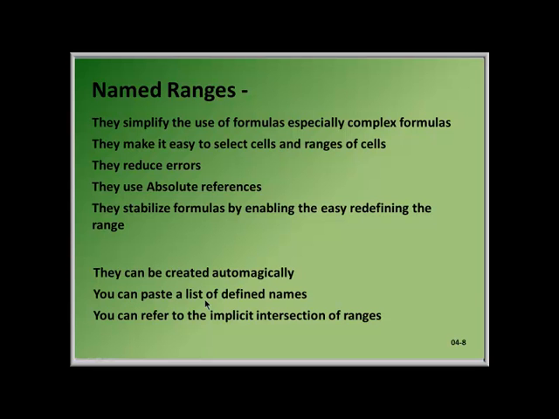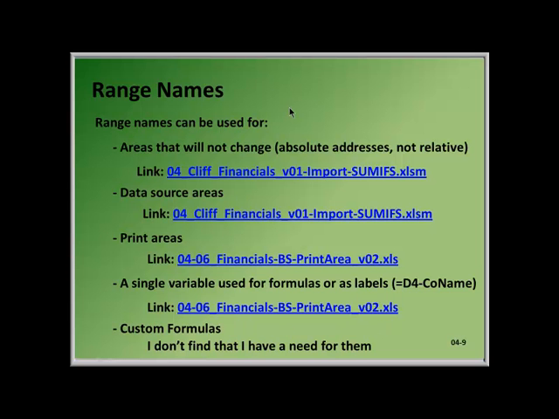You can paste a list of defined names. So you get a blank worksheet and paste a list of the names in it as a reference. And you can refer to the implicit intersection of ranges. And there again, I just put that in there for the sake of completeness, not part of this presentation. Let's have a little look at the use of range names. Areas that will not change.